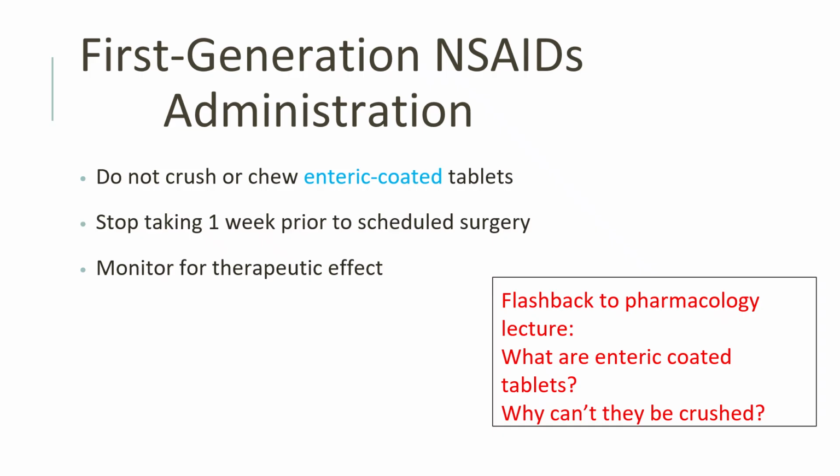A key thing here about this is, remember, if we're giving aspirin or anything that can increase the chances of bleeding, such as ibuprofen, we do not want our patients to take it 1 week prior to a scheduled surgery. So we want to tell them to stop that so we don't have increased bleeding during the surgery itself. And then, of course, we're monitoring for our therapeutic effects. What do we want? We want to make sure that our pain is reduced, our fever is going down, our inflammation is going down as well.